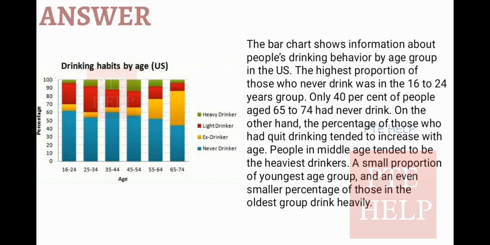The bar chart shows information about people's drinking behavior by age group in the US. The highest proportion of those who never drink was in the 16 to 24 years group. Only 40% of people aged 65 to 74 had never drunk.